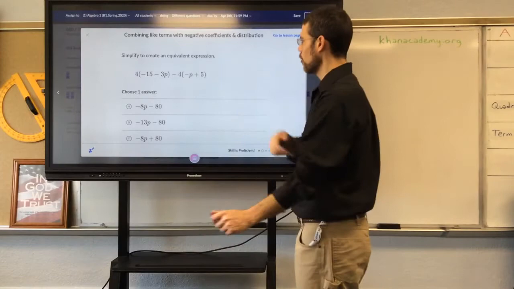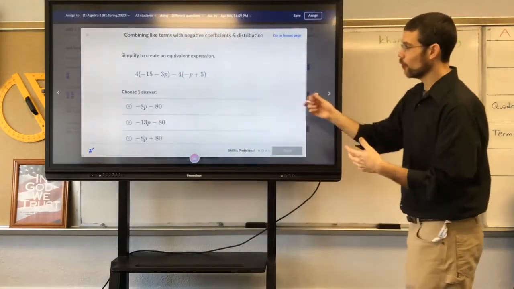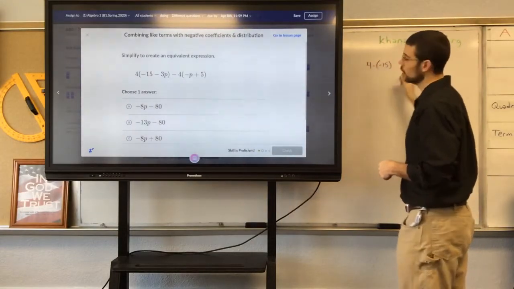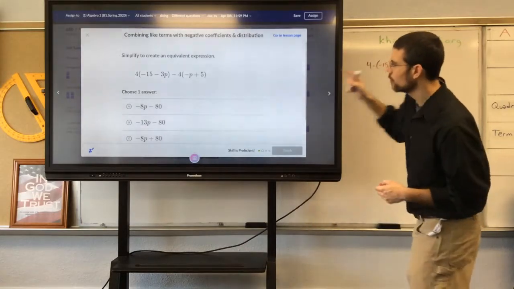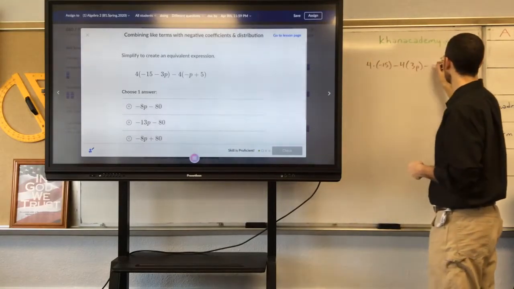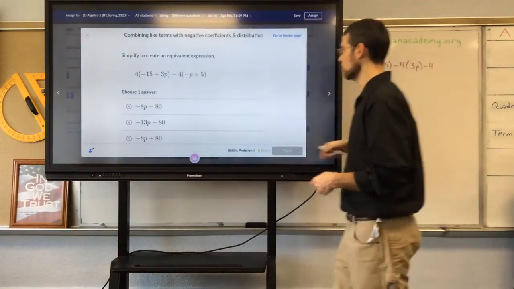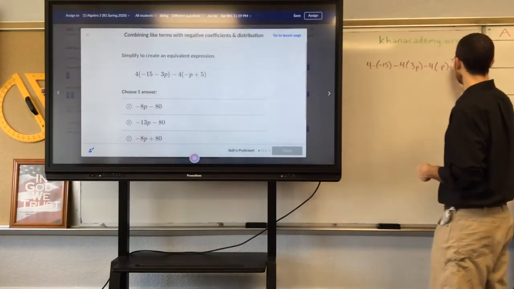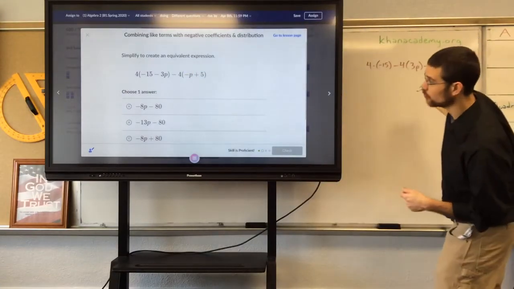Here's our first one. We've got 4 times some stuff in parentheses, so we distribute. 4 times negative 15, minus 4 times 3p, minus 4, so we're going to subtract 4 times negative p, and we're also going to subtract 4 times positive 5.